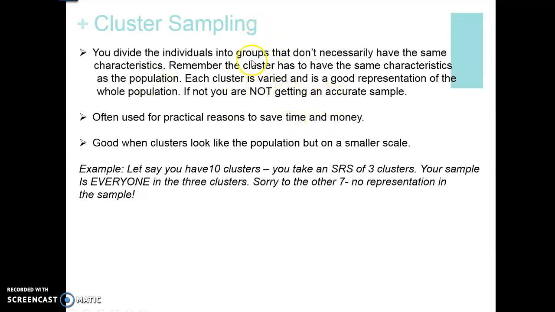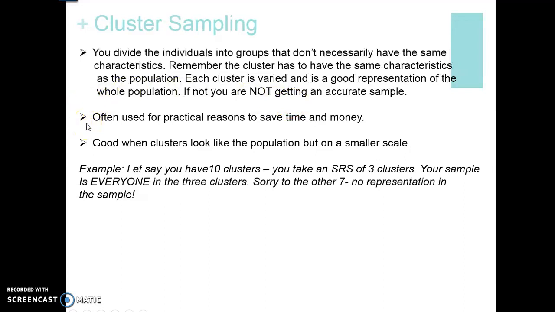All right. The important thing about cluster sampling is it has to have the same characteristics as the population. So each cluster is varied, so that means they're not all exactly the same in each of the 10 bins, and is a good representation of the entire population. If it's not a good representation of the entire population, then using cluster sampling is not an accurate method to sample.